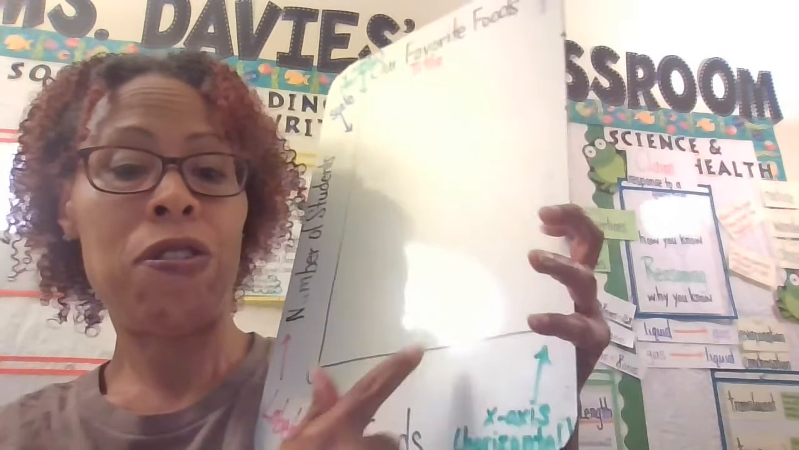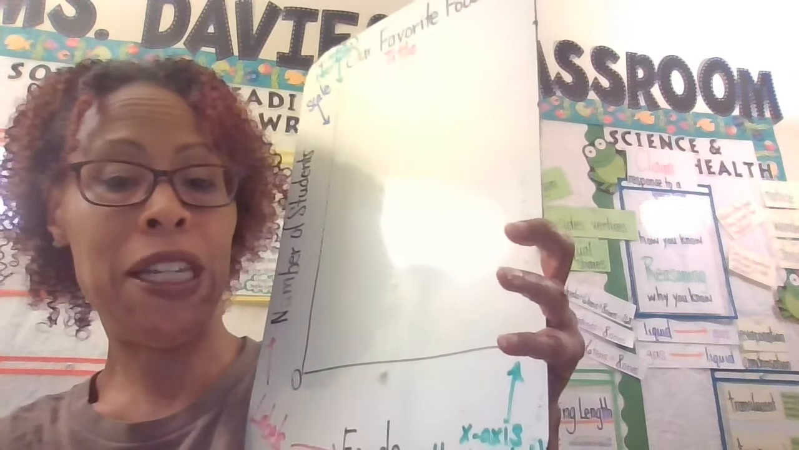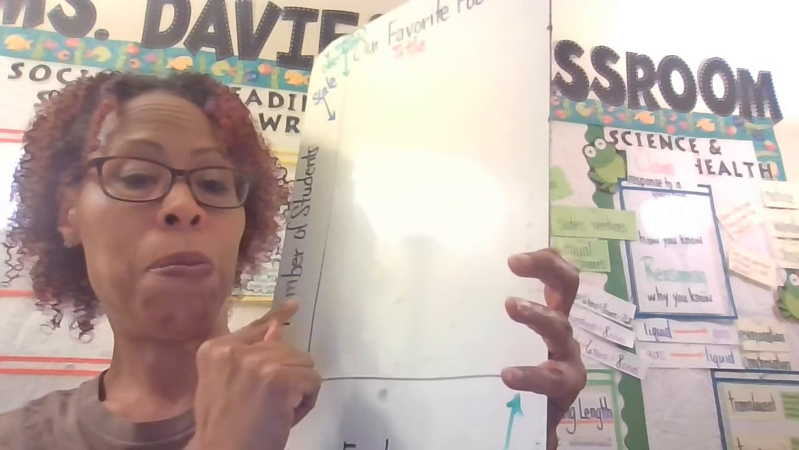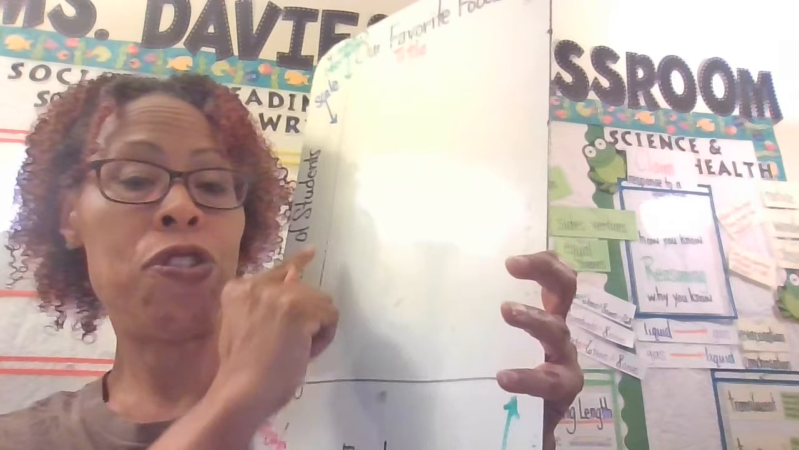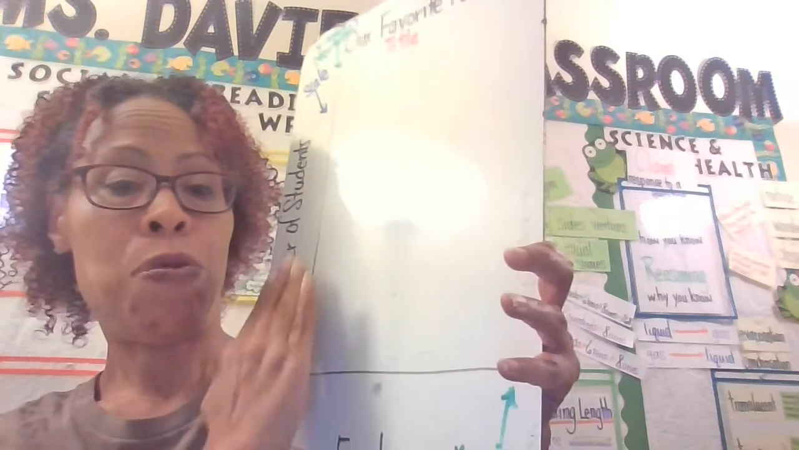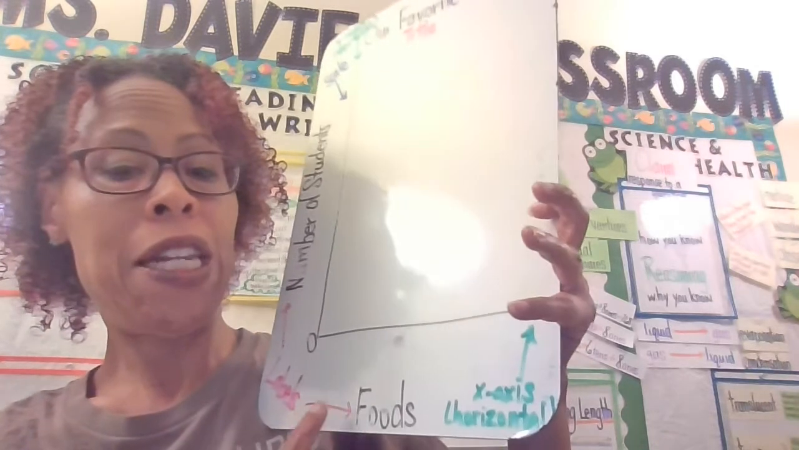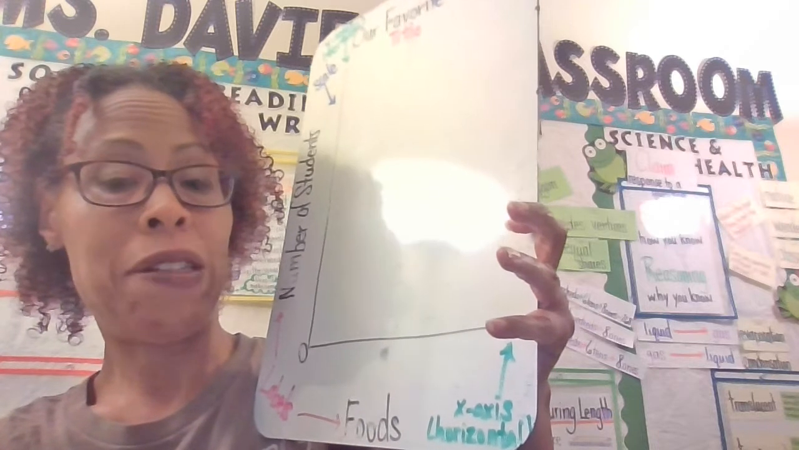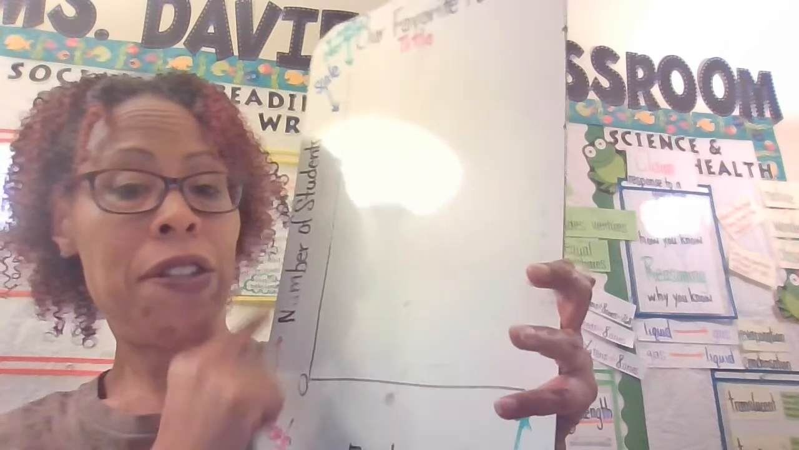Every bar graph is also going to have labels. The labels in this case are number of students. It could be number of adults. It could be number of children, number of anything. But that's one label. And then another label in this case is foods. It could be colors. It could be pets. All right, so these are the labels.